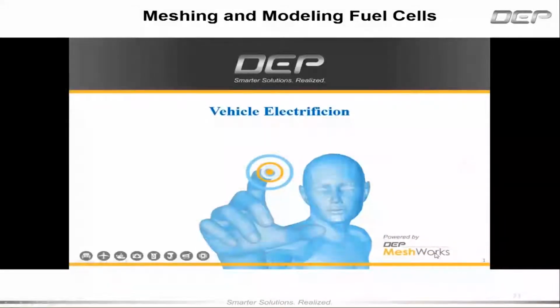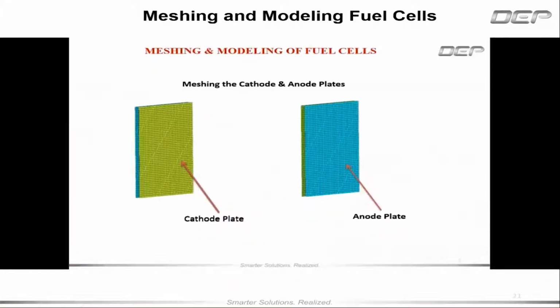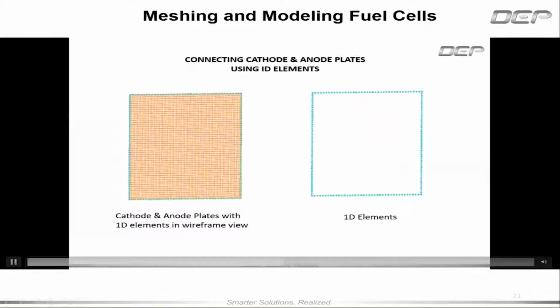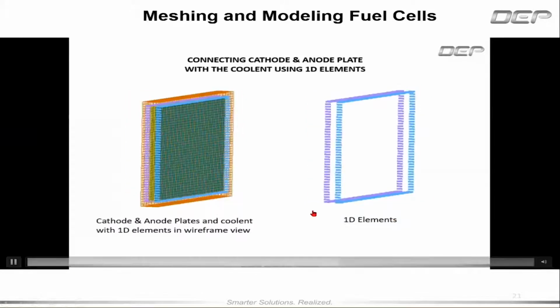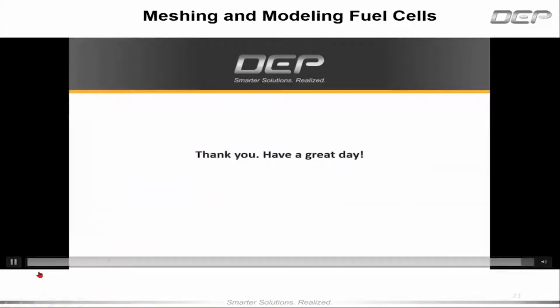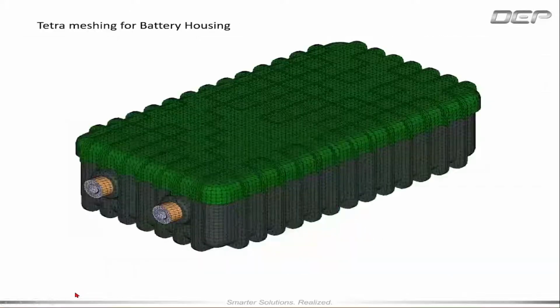So the first one is, how do we efficiently model battery cells? As you can see here, we have modeled the anode and cathode plate using the mesh template, and then we have covered it with a coolant plate, and the coolant plate is connected to the anode and cathode by using 1D element connections like beams and rigids. And finally, we can stack up these anode and cathode plates to create the fuel cell. So these fuel cells can be integrated into a battery housing. So all of them can be created using mesh templates. And now I will show you in detail how we can go through the process from point A to point B.